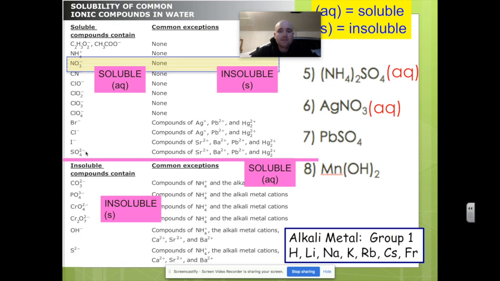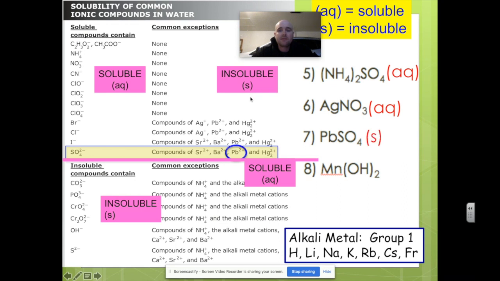Let's see, lead sulfate. Here, sulfates are soluble, but we have lead present. So since lead is present, it is now going to be an exception. So it is now going to be insoluble. It's going to be a solid.